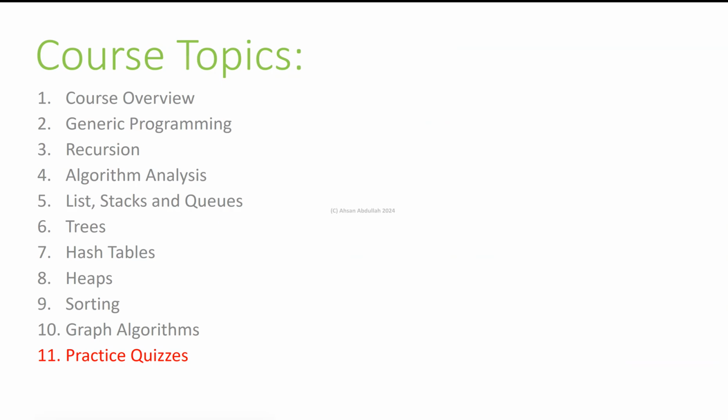So this is the outline of the course. As you can see, we have 10 topics, and right now we are at the topic of generic programming. So let's now move on to the tool itself.